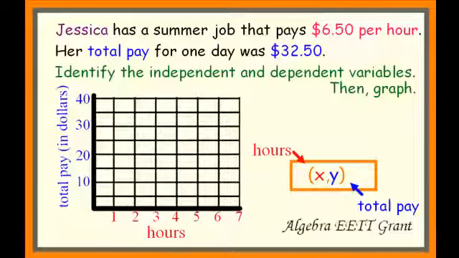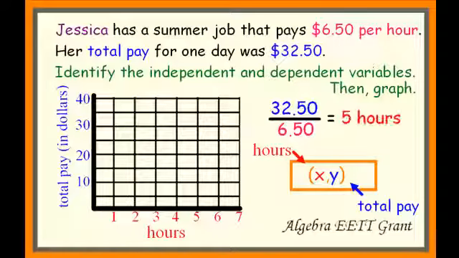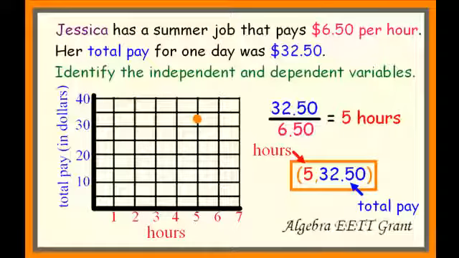Well, how do we get the number of hours that she actually worked for that 32.50 for her paycheck? Well, what we do is take the 32.50, divide by how much she makes per hour, which is 6.50, and that will tell us the number of hours that she works. So if you solve this, you're going to get 5 hours. So that 5 is our value of X, and the 32.50 is our value of Y. So now we can plot this point. If you plot 5, 32.50, it'll be about right there on the graph the way we have it labeled.